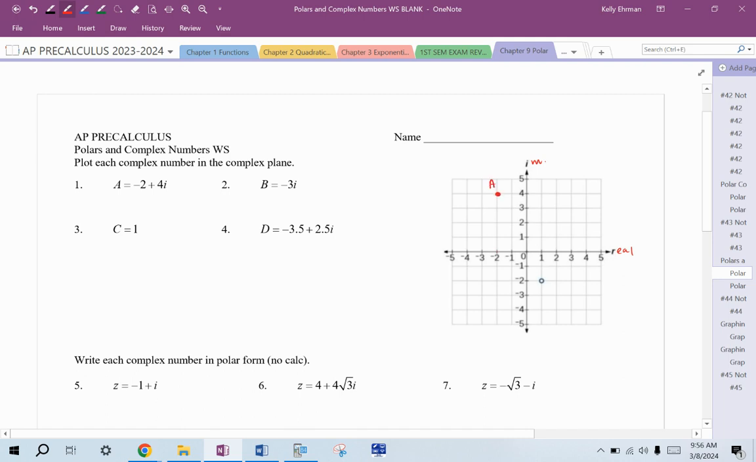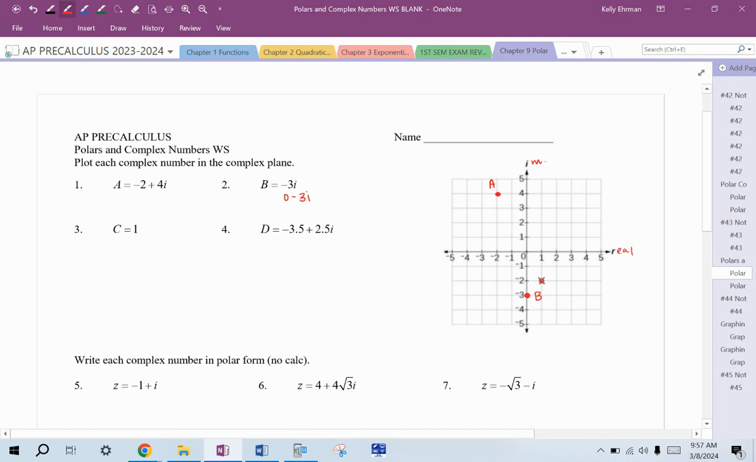So here's point A. Point B, if it's 0 minus 3i, if there is no real part, you're just going down 3 units on the imaginary axis. So there's B. Again, ignore this little point here. That's just a clip. I took this from somewhere and I didn't see that little point there.